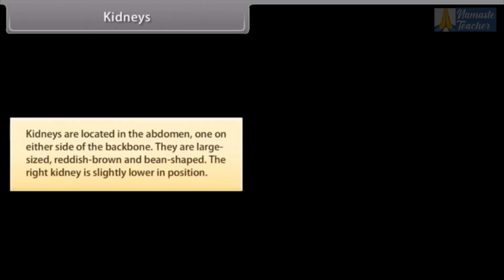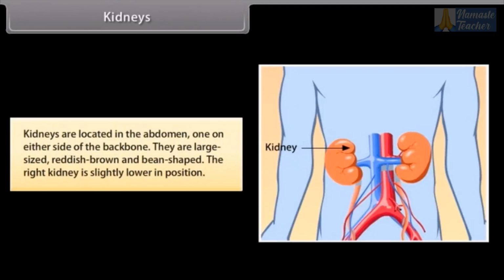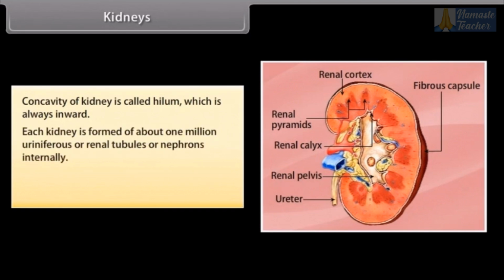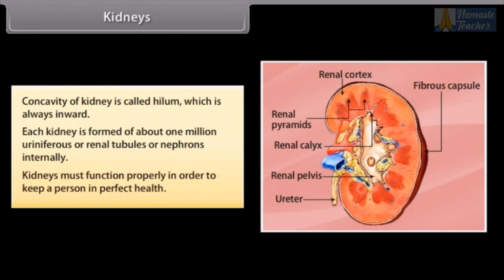Kidneys. Kidneys are located in the abdomen, one on either side of the backbone. They are large-sized, reddish-brown, and bean-shaped. The right kidney is slightly lower in position. Concavity of kidney is called hilum, which is always inward. Each kidney is formed of about 1 million uriniferous or renal tubules or nephrons internally. Kidneys must function properly in order to keep a person in perfect health.